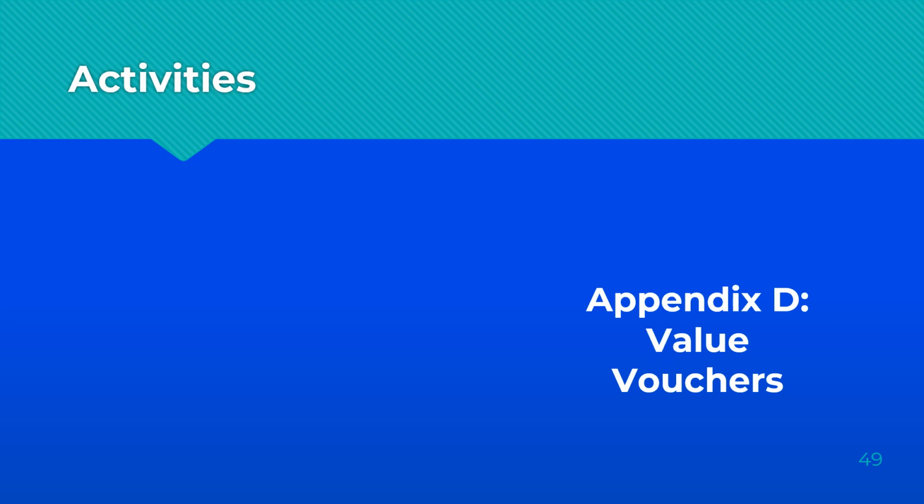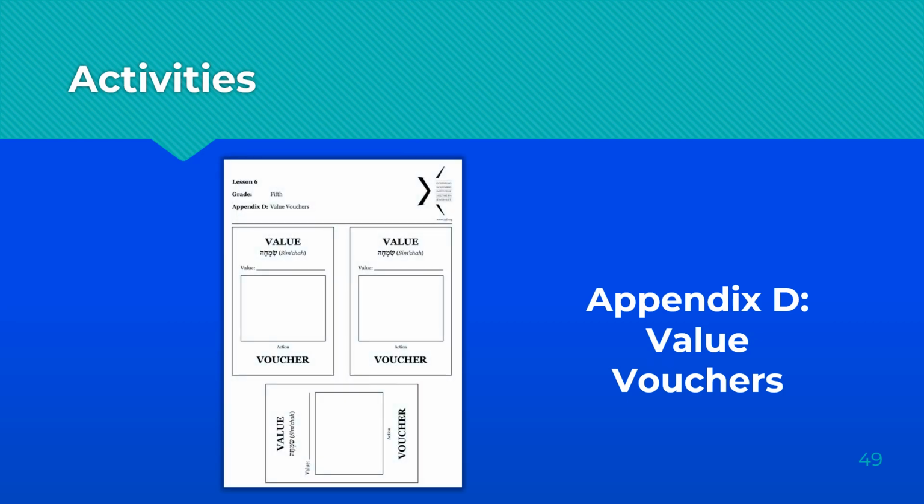Unlike the other sections, the closure often involves a common activity that the students will do to end each week's class. In this case, the 5th grade students will fill out a value voucher for each Jewish value they learn about. The vouchers are printed on this appendix, which each student will receive when they come into class that week. As the students learn more Jewish values, they will accumulate more vouchers and put them in a suitcase to keep throughout the year.